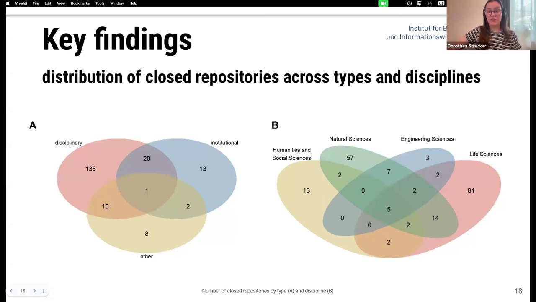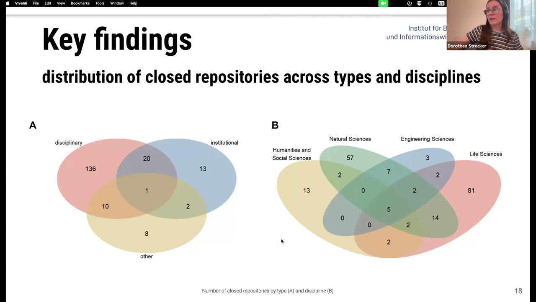Most of the repositories in the sample are discipline specific. You can see that here in the Venn diagram. And the majority also have a focus on the natural sciences, which is green here, and the life sciences, which is red. Compared to all repositories in Re3data, including the ones that are still operational, these groups are also overrepresented.